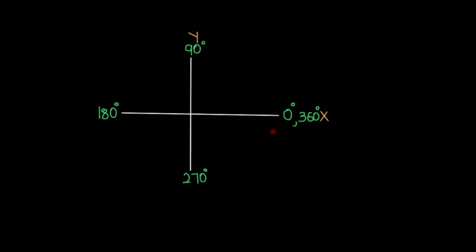Before we focus on how to use these quadrants, it's important that you know this information. We will use what we call the CAST diagram. Here we have C, and then here we have A, and then here S, and then here T. This C stands for cos, and then this A stands for all, and then this S stands for sine, and then this T stands for tan.